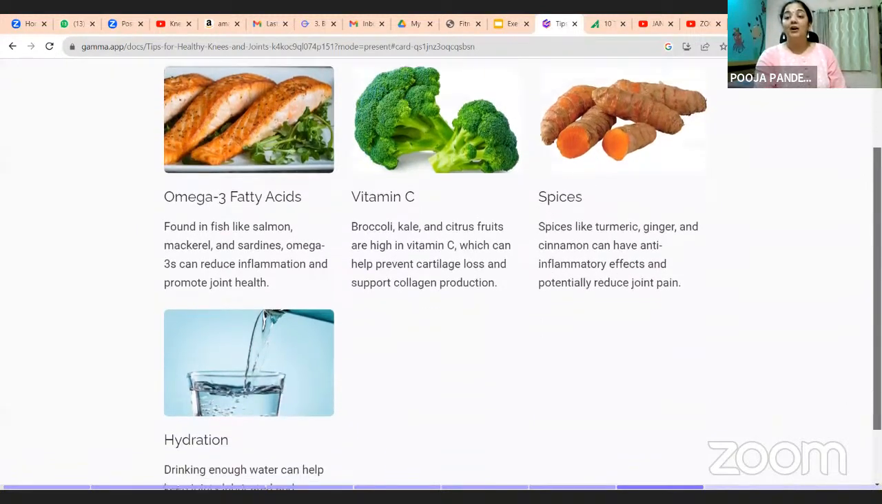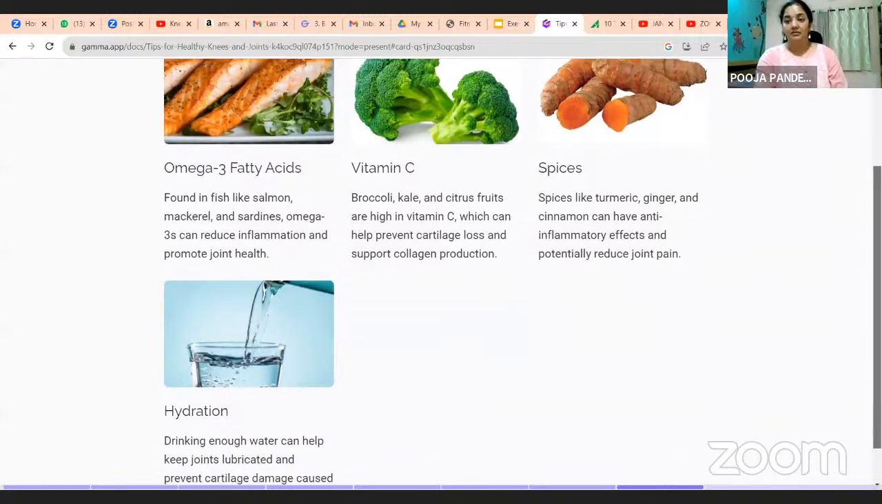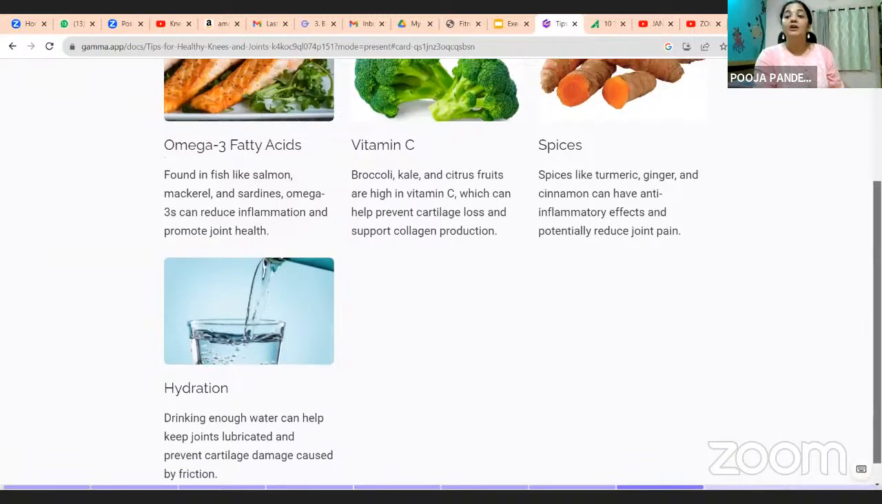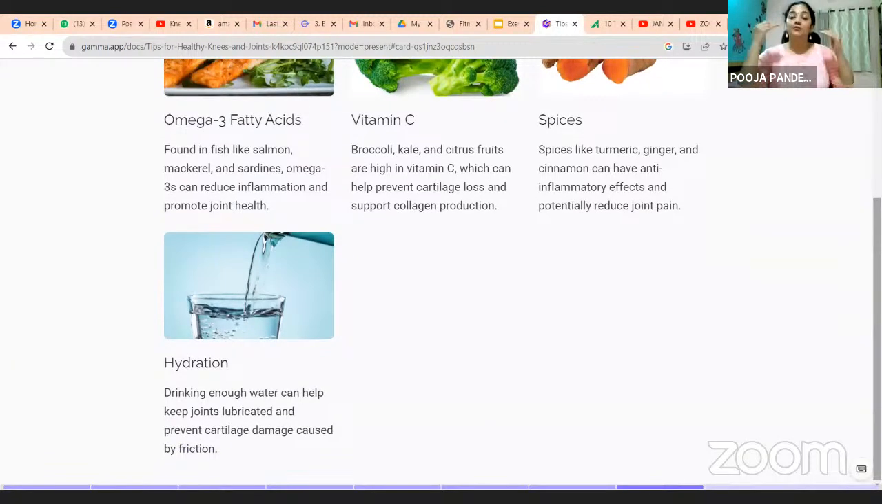Okay. Your body is 70% water. So if you are not hydrated, then nothing is going to work. Make sure that you drink enough water so that your body is lubricated. Not coffee, not tea, but water and juices, and juices not rich in sugar. Juices which you make at home. Or make sure that you are eating a lot of fruits.